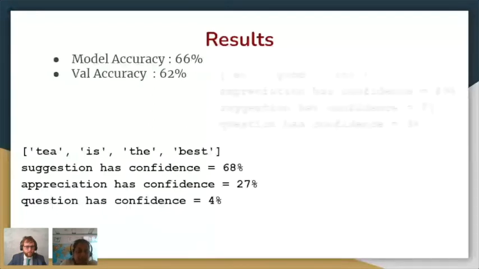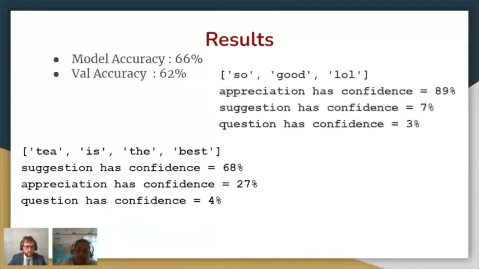Another example that came up from the model results is the comment "so good, LOL." So here you also have the slang LOL, and the model has to understand that. It is able to pick up that nuance in the comment and say that this is most likely, 89%, an appreciation rather than a question or a suggestion. So we understand that the model is performing well.